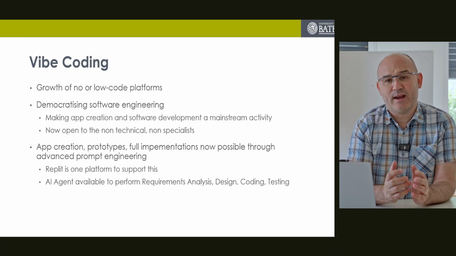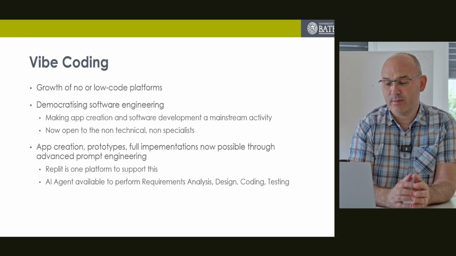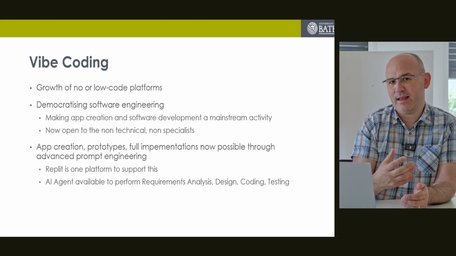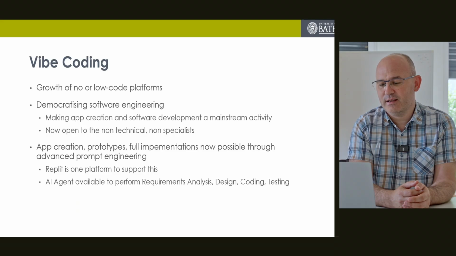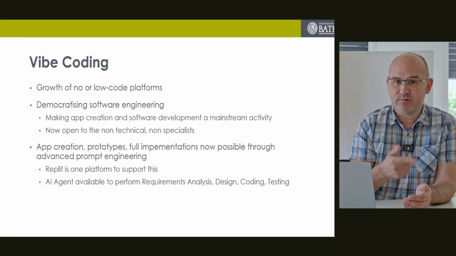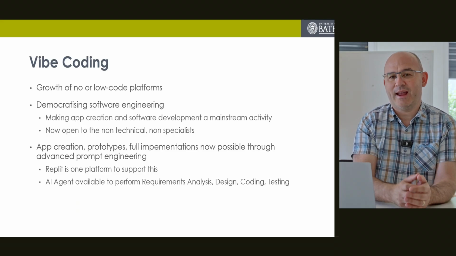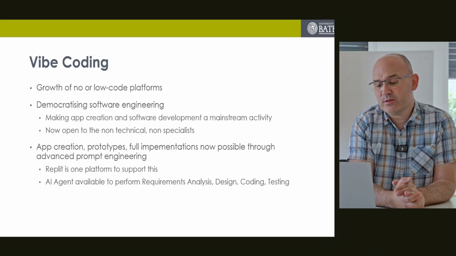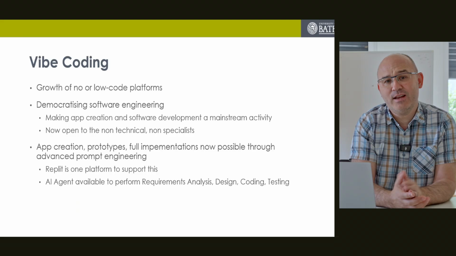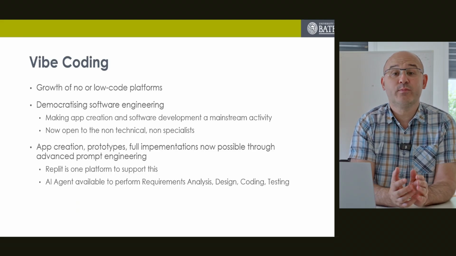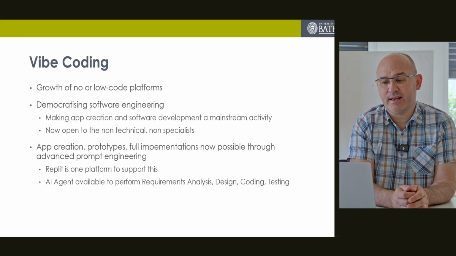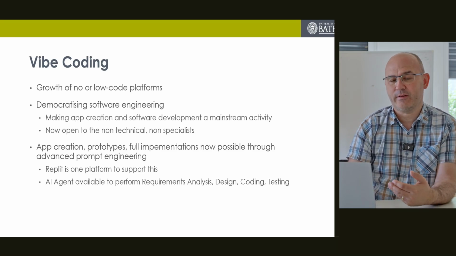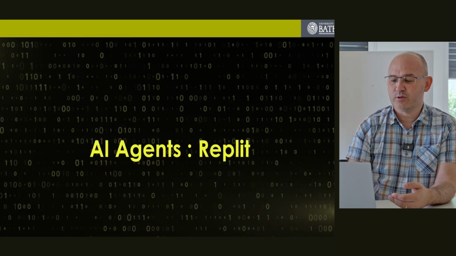Vibe coding has been used to create apps, as I say, prototypes, full implementations, essentially through advanced prompt engineering. So guiding the AI through a prompt interface with refinements in iterative loops to create the desired results at the end. Replit is one such platform to support this. The AI agent that Replit provides is available to perform requirements analysis, designing and coding and testing, and also deployment. These platforms have the ability to deploy the apps as well.